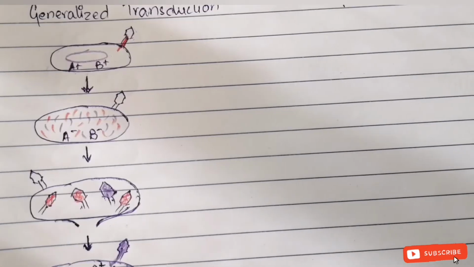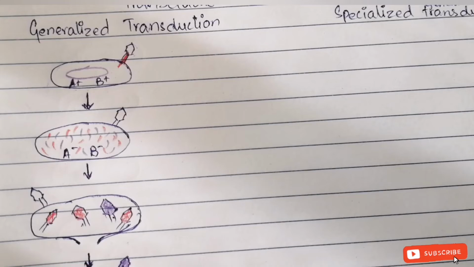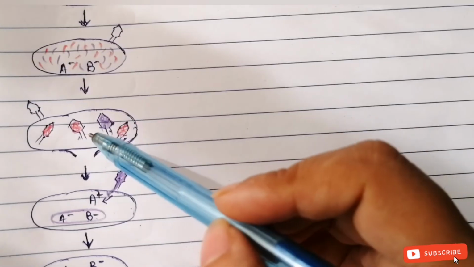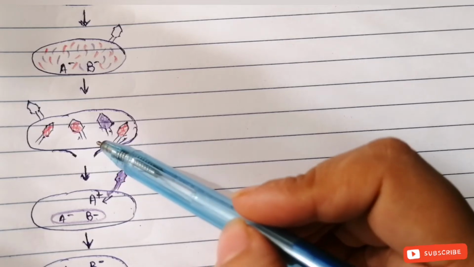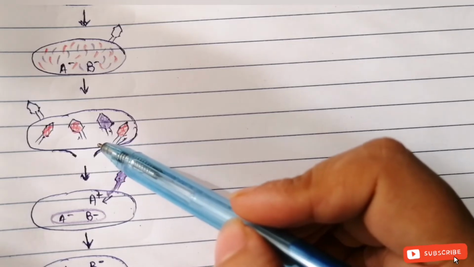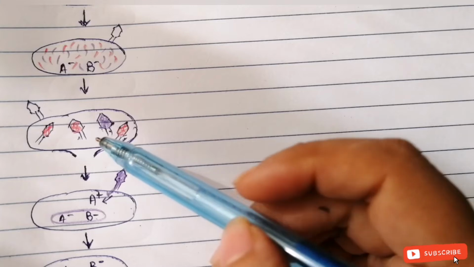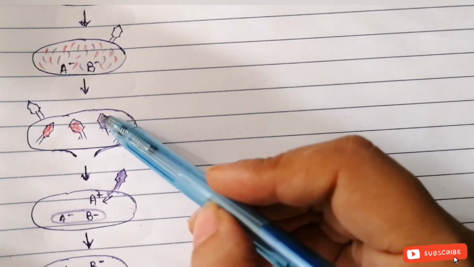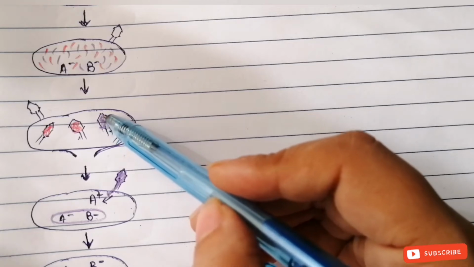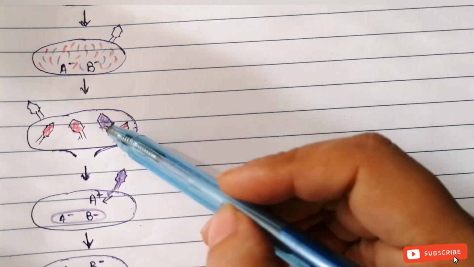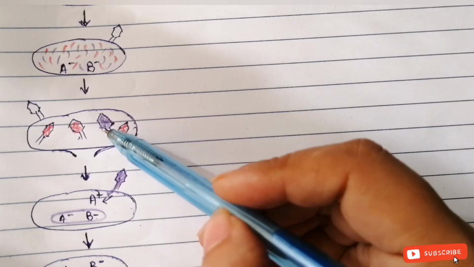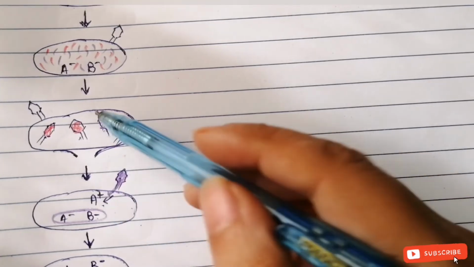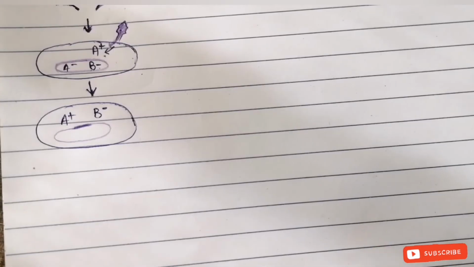This is generalized transduction. We can define it as the transfer and packing of pure bacterial DNA. What happens in this step is the packing of the genetic material of bacteria, the pure form of genetic material. There is no accumulation of virus DNA. There is only bacterial DNA in this capsid. So when pure bacterial DNA is packed and transferred into a new bacterial cell, it is known as generalized transduction.